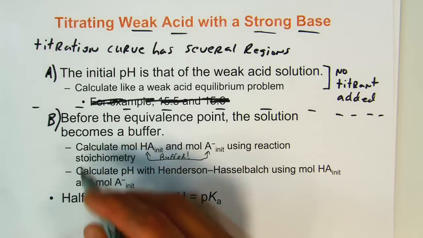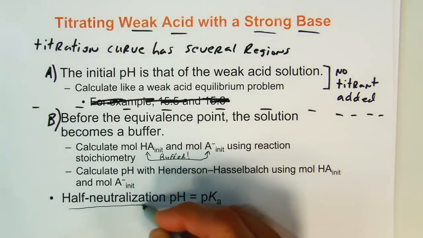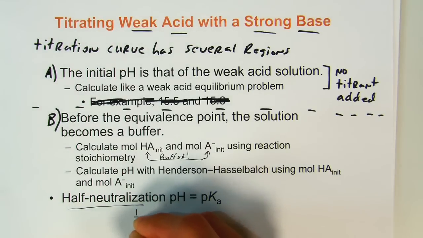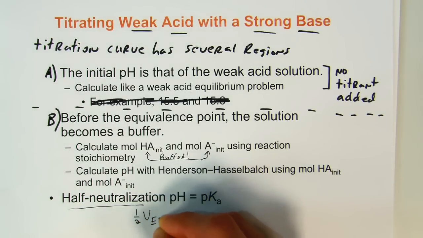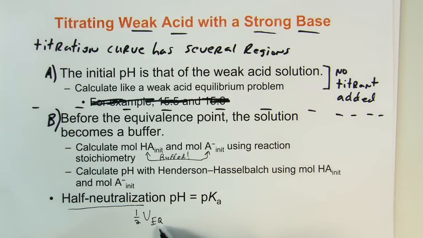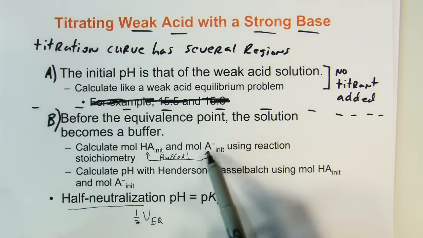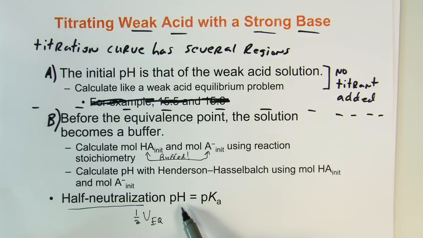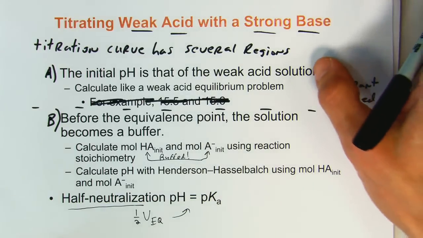An interesting point within this region B is at the half neutralization point. Other people might call this half the equivalence volume, 1/2 VEQ, where VEQ is the volume of the titrant required to reach the equivalence point. Now if you're at the halfway point of the titration, a really interesting thing happens. At the halfway point, and only the halfway point, the concentrations of both of these become equivalent, and because of that, the Henderson-Hasselbalch equation reduces to pH equals pKa. So at the half equivalence point, this is true. So it's sort of an interesting point along the curve. But we'll see that when we work the example, I think, here in a few minutes.